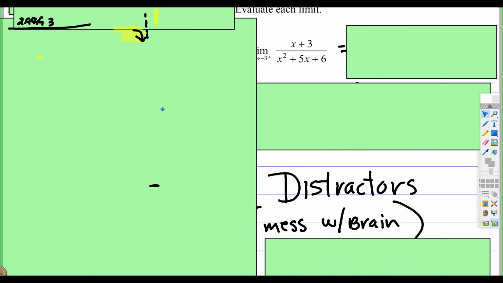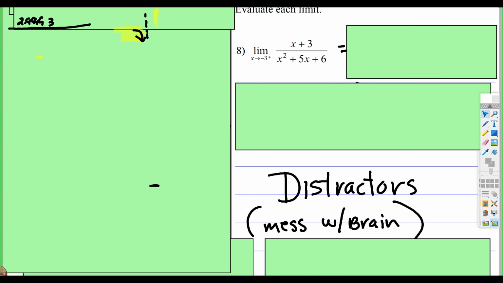Okay, we're going to come over here. Now, these are the type that you think, well, that's one-sided and it's rational. It should be positive or negative infinity. But this is what is called a distractor. They mess with the brain. These are when limits actually exist. So this is what I mean.